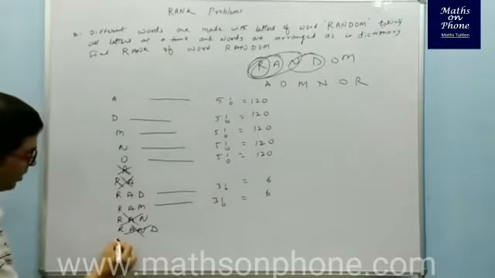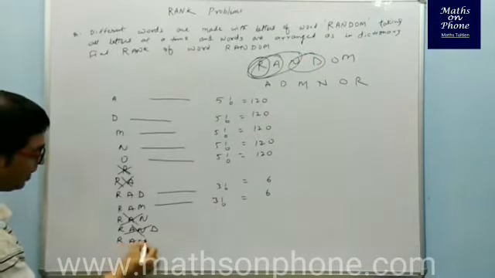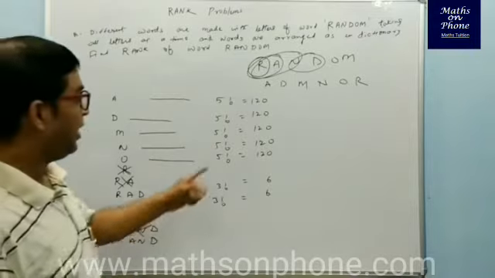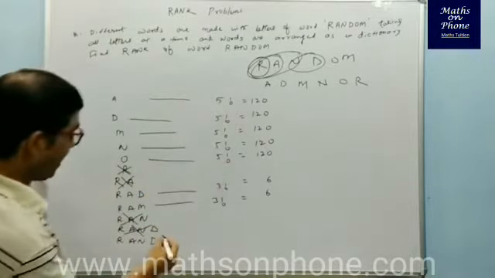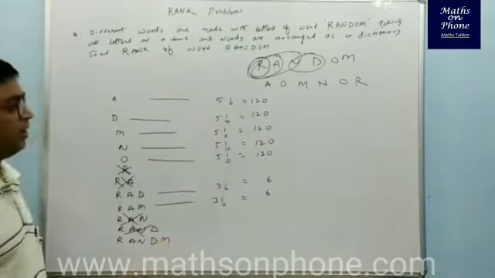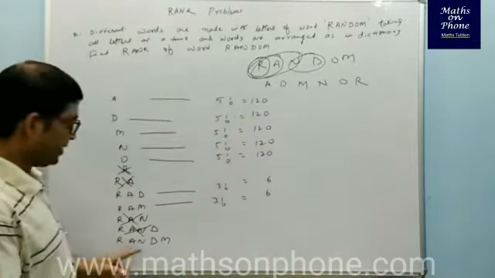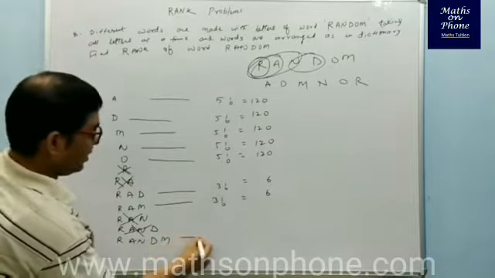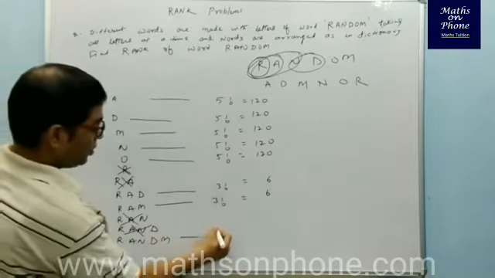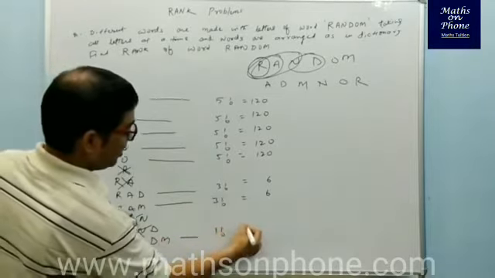Now I will start from here. RAN D. RAN D, and then I will pick M, according to alphabetical order. Then how many letters are left over? Letter left over is 5. I have used 1. 1 factorial. That is 1.